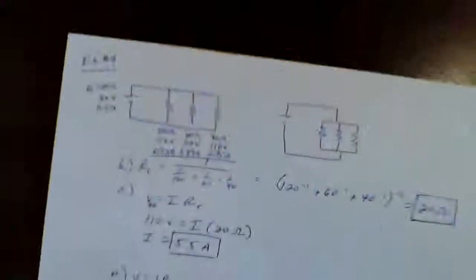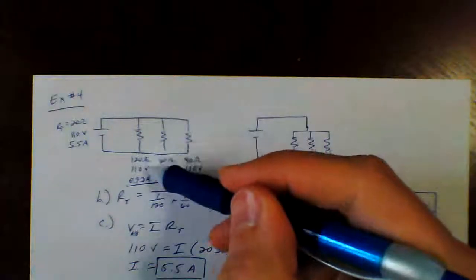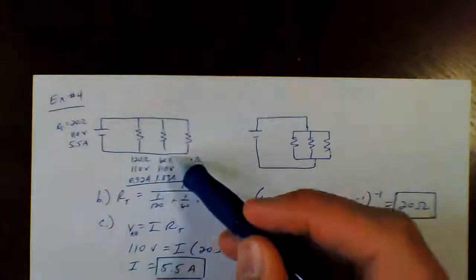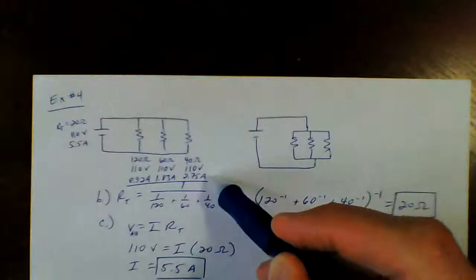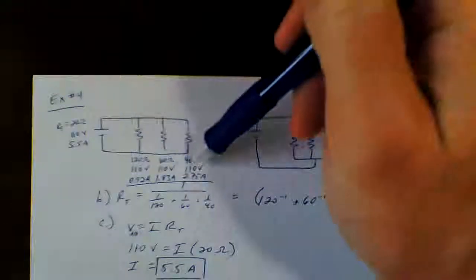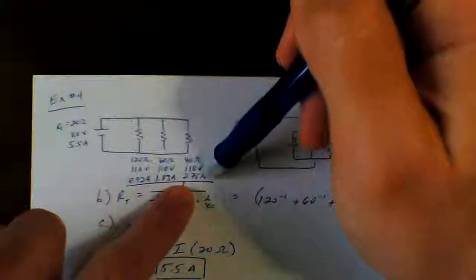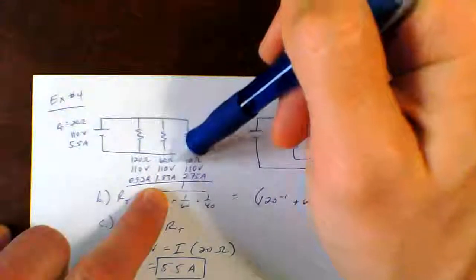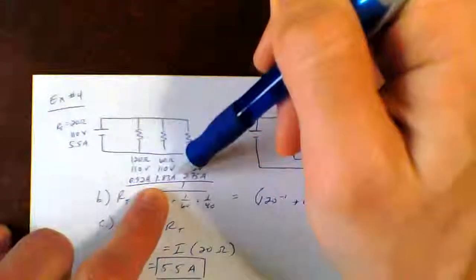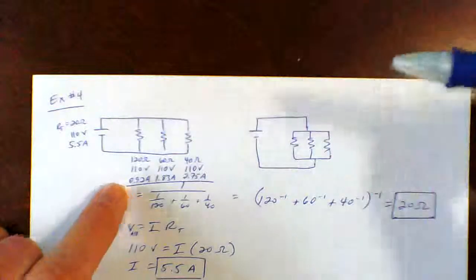Okay. So when we look at our circuit diagram here, what we should pick up on is this is 120 ohms, 110 volts, 0.92 amps. 60 ohms, 110 volts, 1.83 amps. 40 ohms, 110 volts, 2.75 amps. The lower the resistance, this is 40 ohms of resistance, and it has a higher current passing through it. This one is the middle resistance, right? And it has the middle current passing through it. This one is the highest resistance, so it has the lowest current.